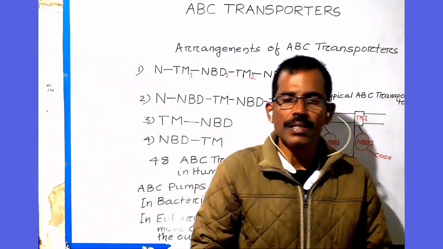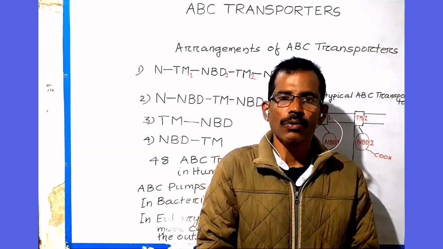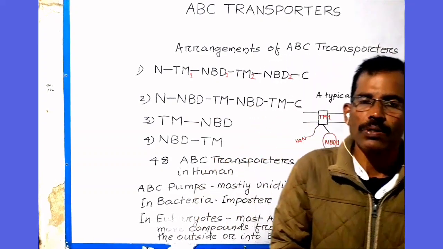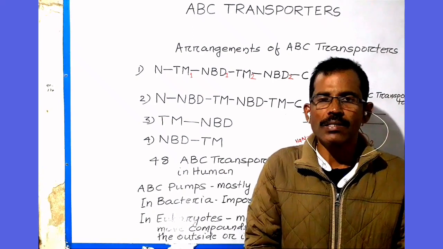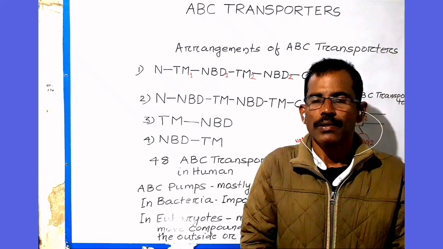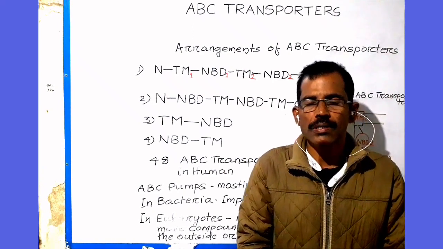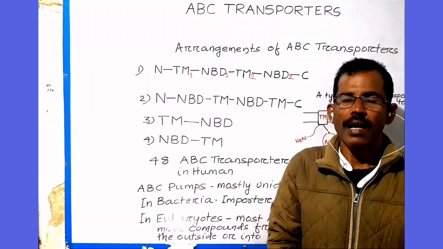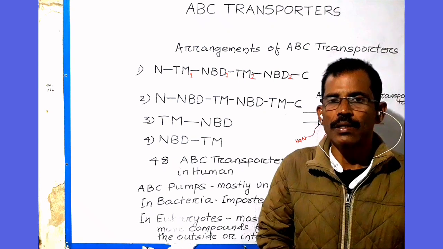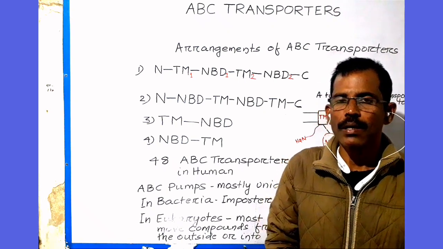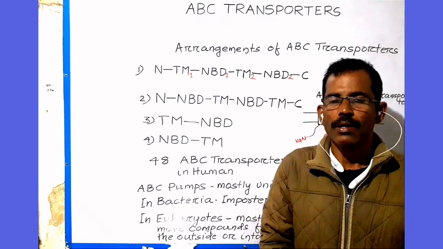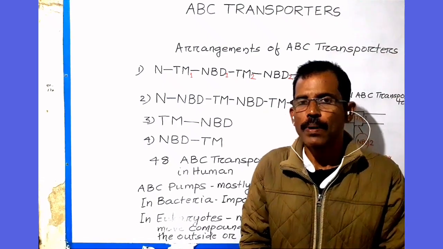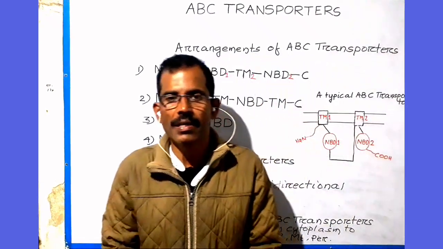Phylogenetic analysis places the 48 known human ABC transporters into 7 distinct subfamilies. Their precise map location on the human genome, their expression data and their localization within the ABC superfamily have already been determined. ABC pumps are mostly unidirectional.